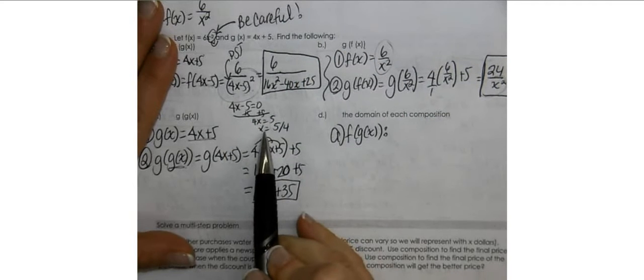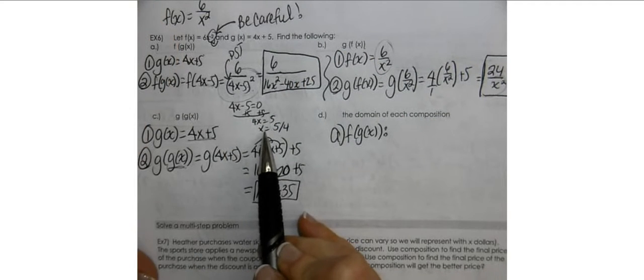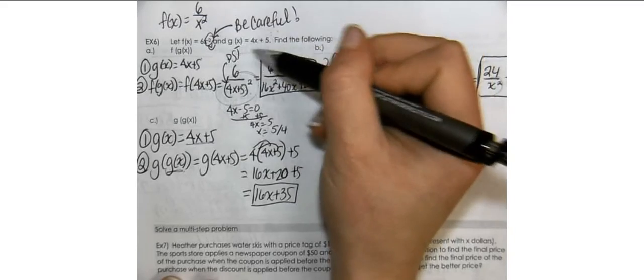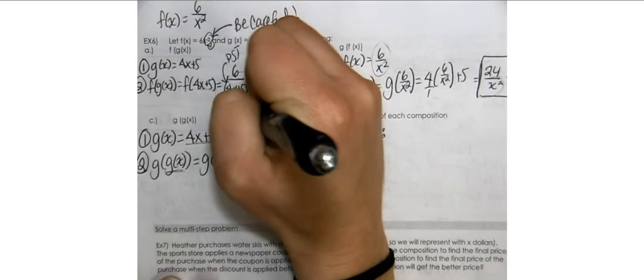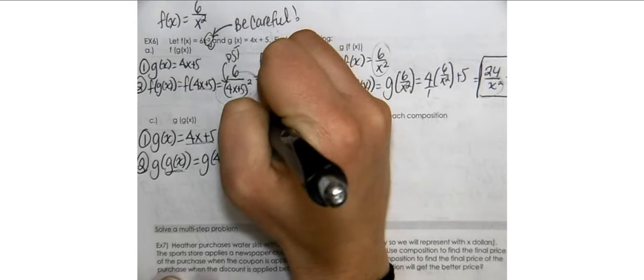If x equals 5/4, then that means, I'm sorry, I think I did this incorrectly. This is a plus. I'm going to change that to a plus. Sorry, you guys, because that was a 4x plus 5. Excuse me. So then that makes this a plus. That's a minus. That's a minus. This is a minus, and this is a minus.